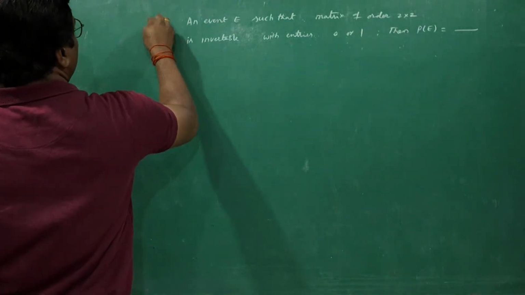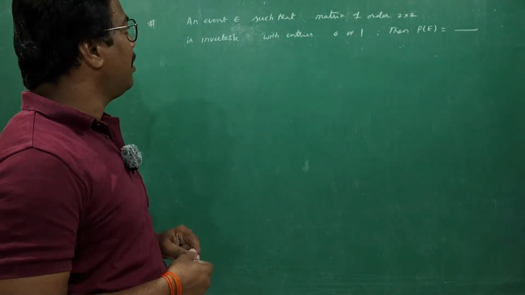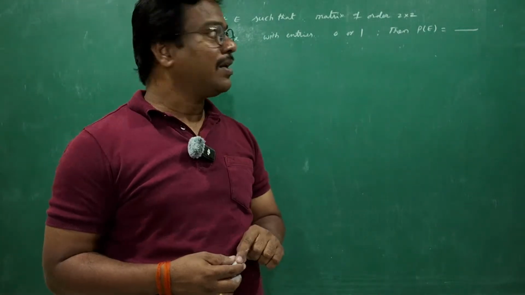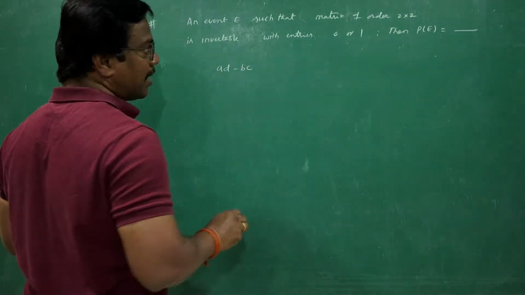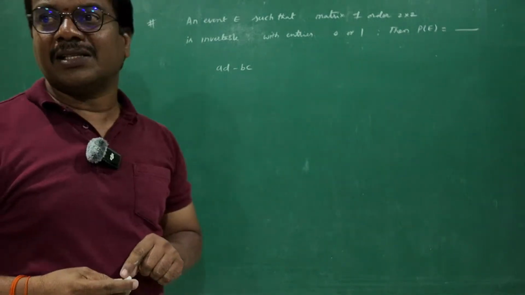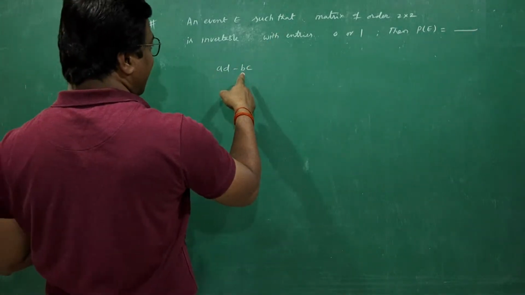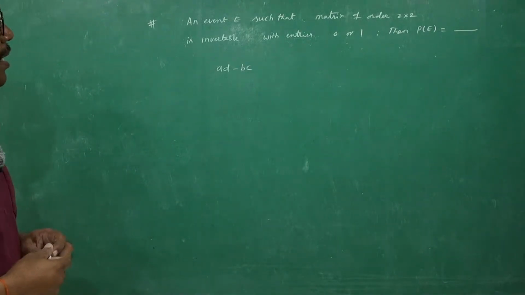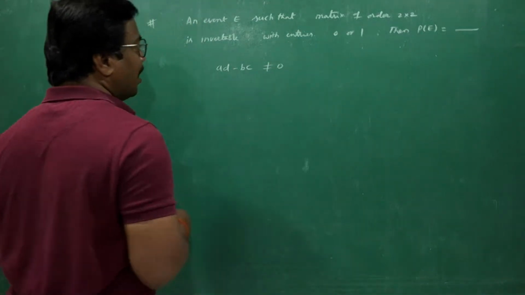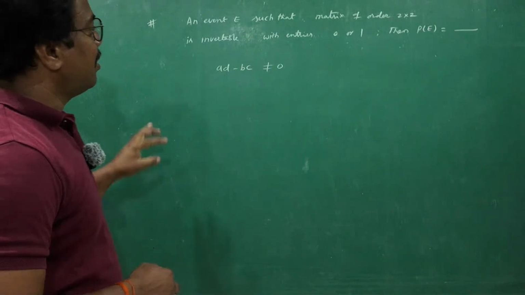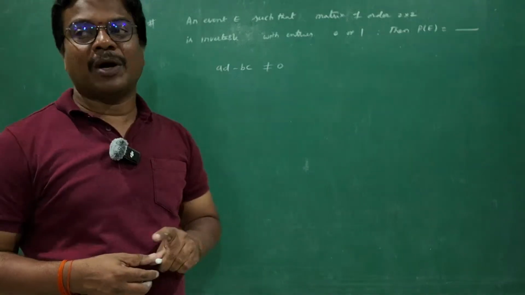See the question carefully. An event E such that matrix of order 2 cross 2 is invertible with entries 0 or 1 is given. For a 2 cross 2 matrix with entries A, B, C, D, the determinant is AD minus BC. Invertible means the inverse of the matrix exists whenever the determinant is non-zero. So AD minus BC is non-zero, with the entries 0 and 1. That is the event here. Then probability of an event.